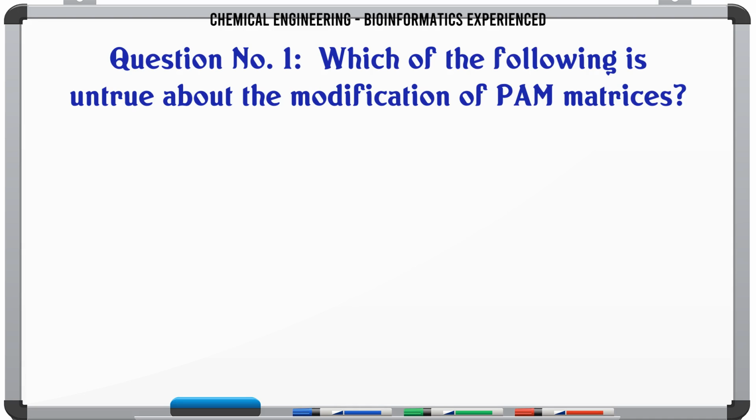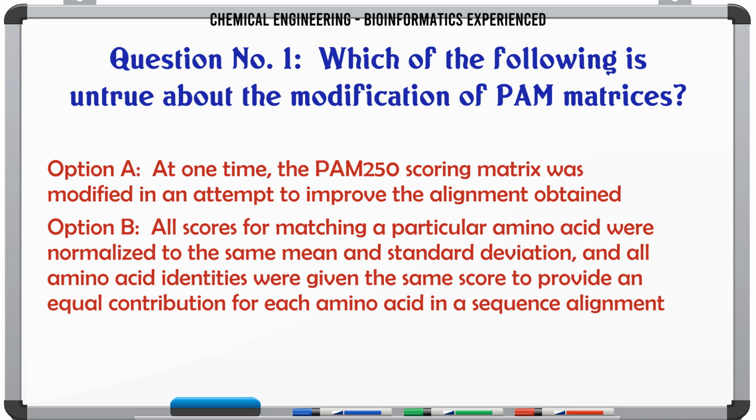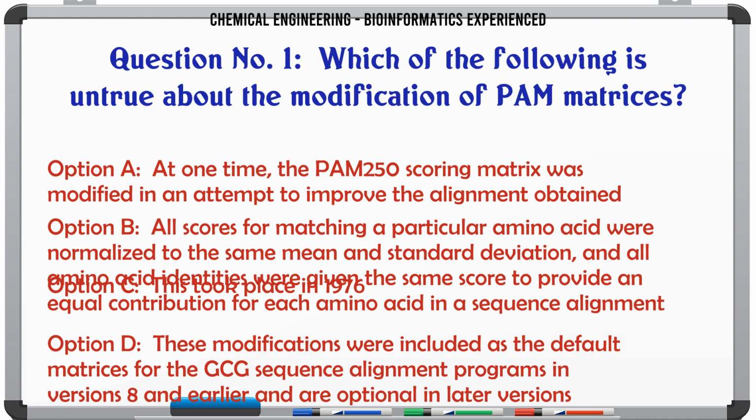Which of the following is untrue about the modification of PAM matrices? A. At one time the PAM 250 scoring matrix was modified in an attempt to improve the alignment obtained. B. All scores for matching a particular amino acid were normalized to the same mean and standard deviation, and all amino acid identities were given the same score to provide an equal contribution for each amino acid in a sequence alignment. C. This took place in 1976.